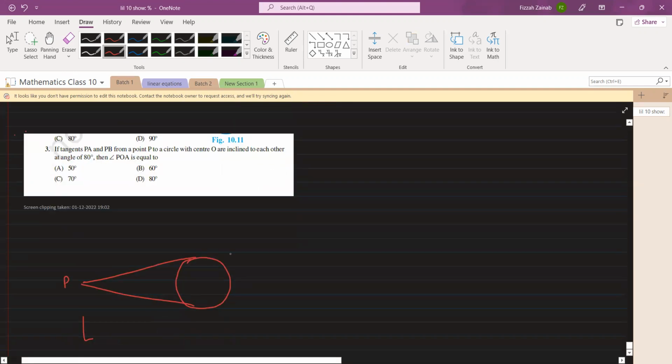So one tangent is PA and another tangent is PB, with center O, inclined to each other at an angle of 80 degrees. So this angle is given now, 80 degree, right? The tangents are inclined to each other at 80 degree. Then angle POA, you have to find this angle. This is just the opposite of the question we have done. Now quickly solve it and tell me. The same way you have to do.